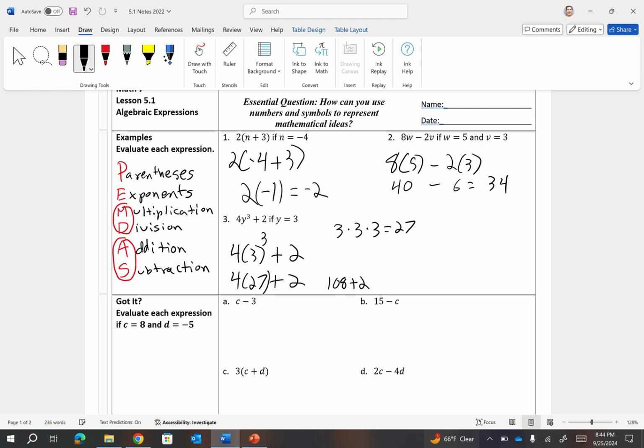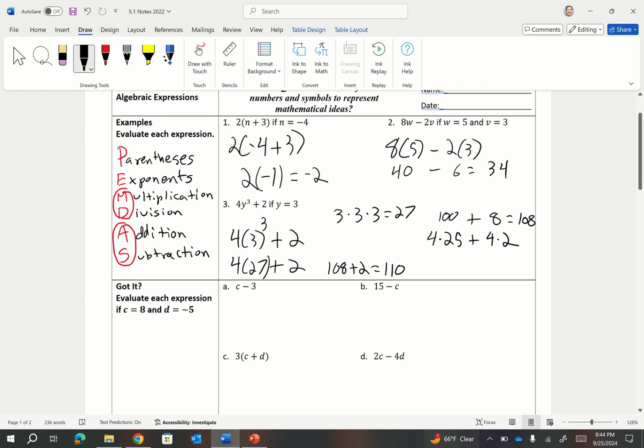plus 2 equals 110. Okay, I was able to use our distribution property to figure out 4 times 27 so quickly. I broke that down into 4 times 25 plus 4 times 2, because I know right away that 4 times 25 is 100, and then I can add 4 times 2, which is 8, to get 108.